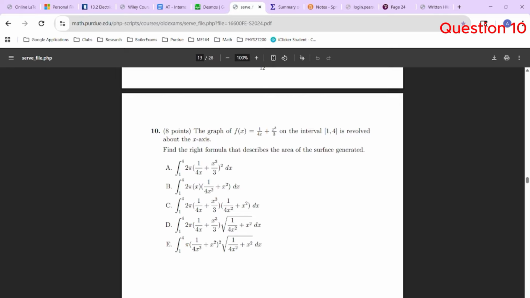Welcome and welcome back. Today I bring you good news that I just reached 8K trophies in Clash Royale, so I feel ready to tackle this problem. The graph of f of x is equal to 1 over 4x plus x cubed on the interval 1, 4 and is revolved about the x-axis. Find the right formula that describes the area of the surface generated, and we have 5 options to choose from.